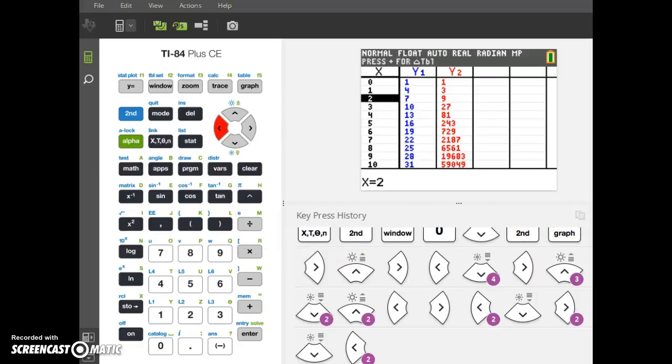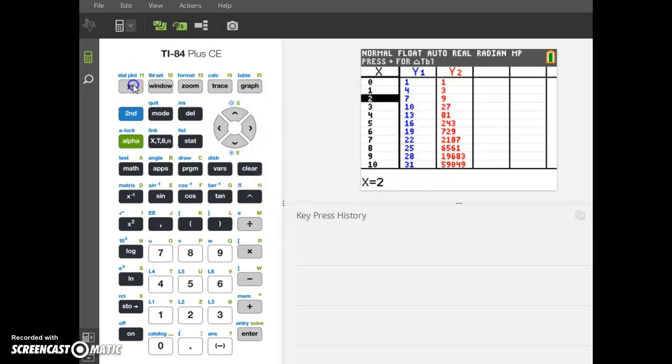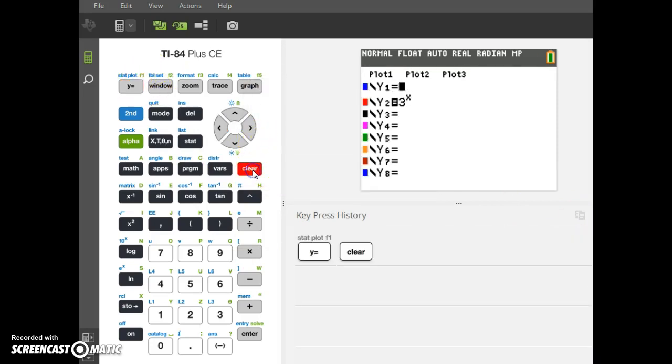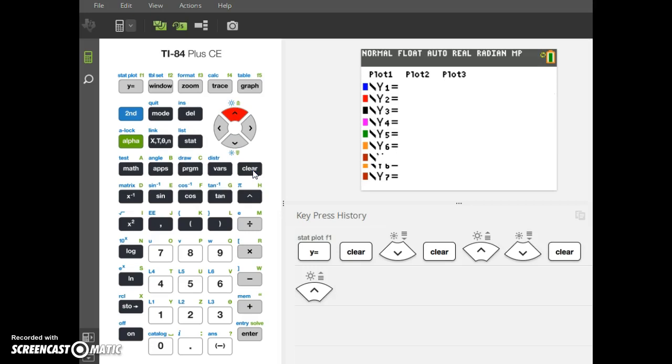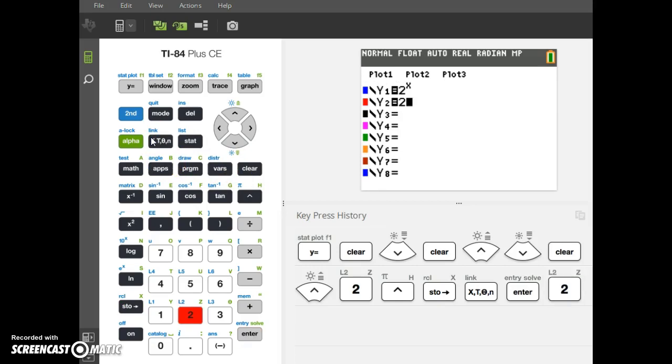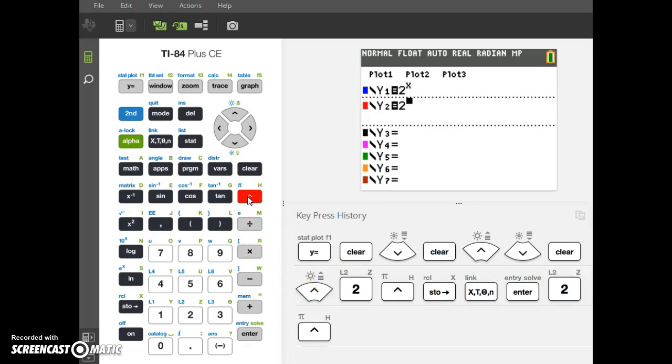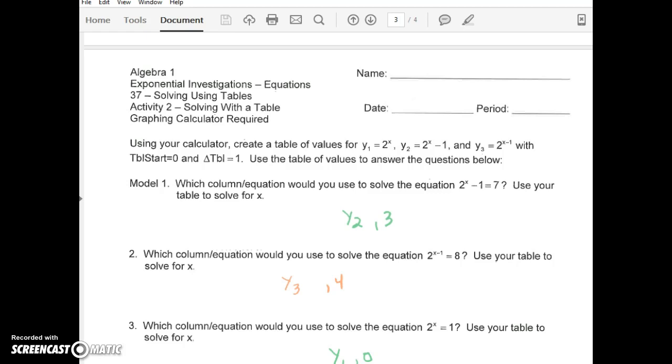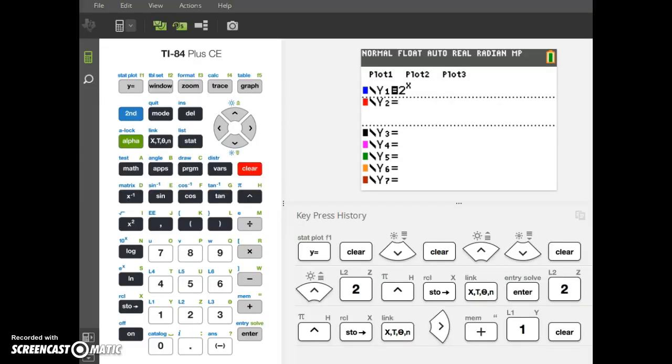So I'm going to clear all this old stuff out. I'm going to go to y equals, and I'm going to clear out these old equations. And into y1, I'm going to type 2 to the x. Into y2, I'm going to type 2 to the x plus 1. Nope, sorry, it's minus 1. I knew that was wrong. All right, so 2 to the x minus 1.